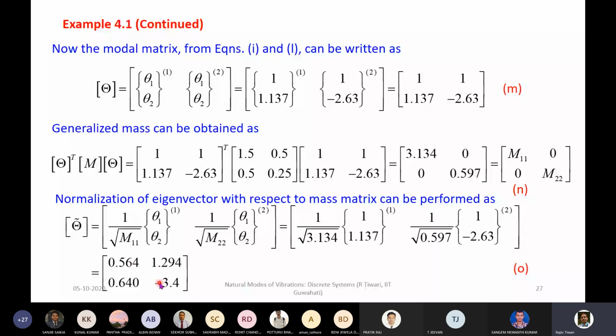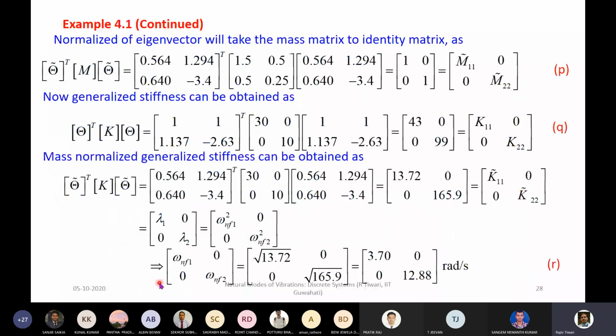Now if you use that eigenvector or eigen model matrix again in the mass matrix, because we have normalized with respect to mass, if you multiply, we'll get an identity matrix. Now instead of M11, I'm writing this cap also, so this is a mass normalized eigenvector giving an identity matrix.